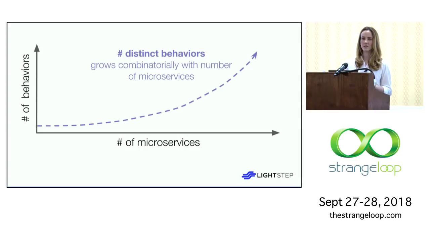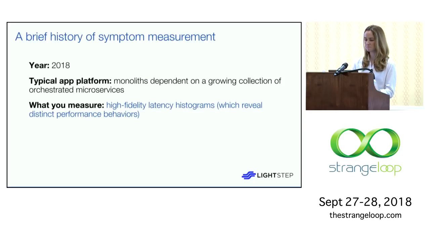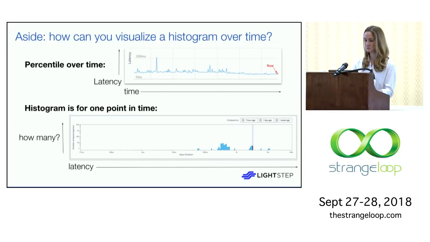If you think about a network of microservices, there's a different behavior for each service that's talking to each other service, depending on how slow each service is, and it's very difficult to capture these all with individual time series. Whereas if you look at a histogram, you can very clearly see these distinct clusters of behavior that describe your system. So today, the thing that is important to measure is these high-fidelity latency histograms.